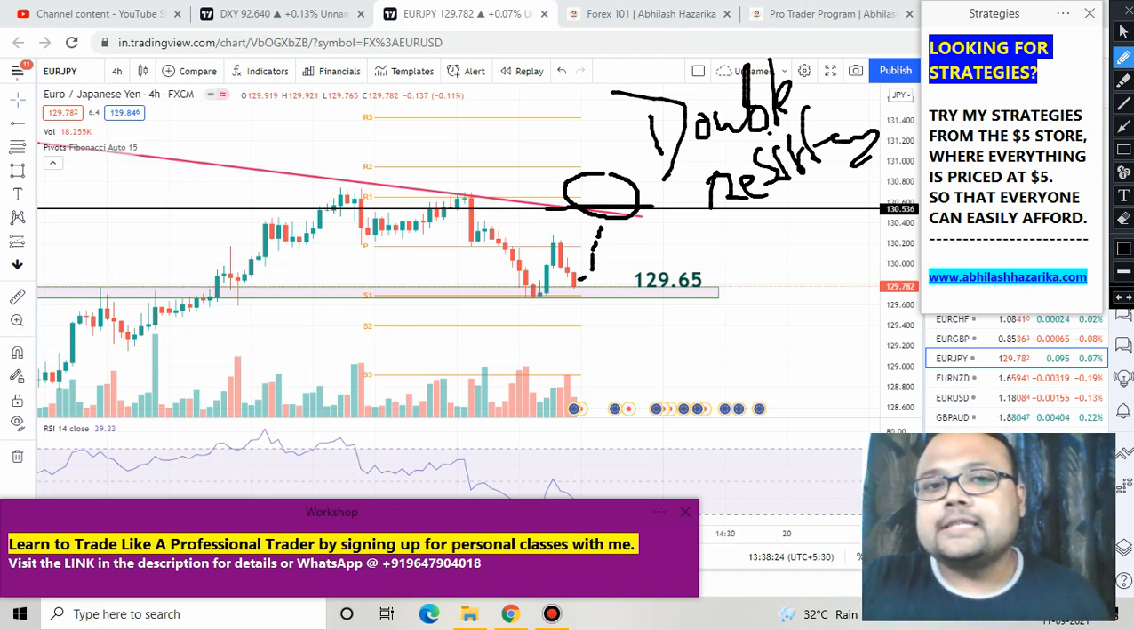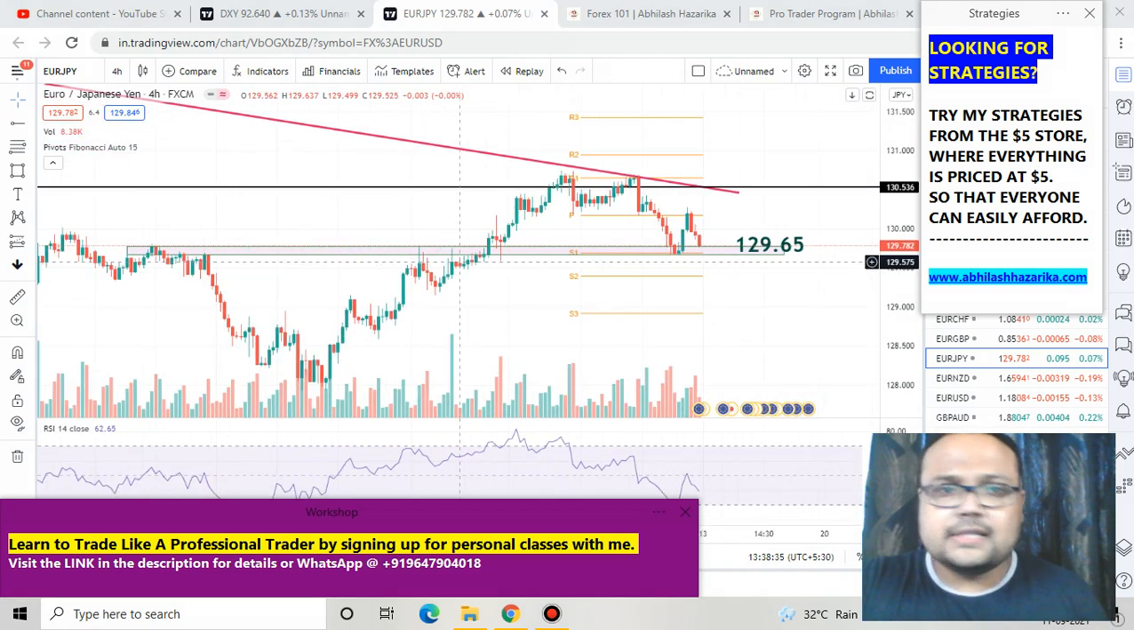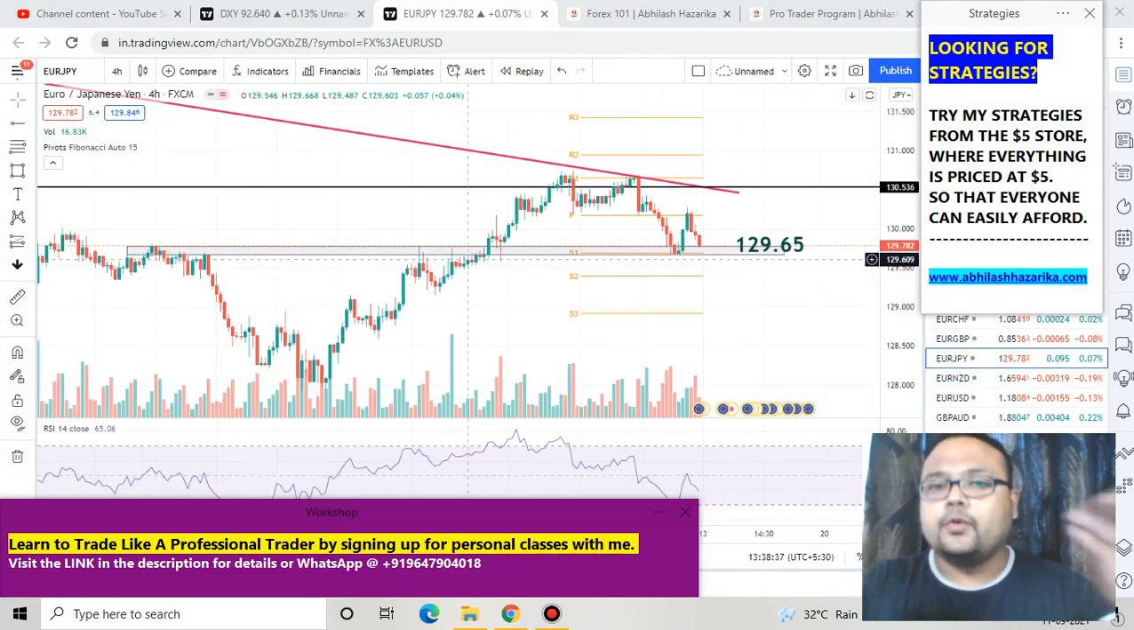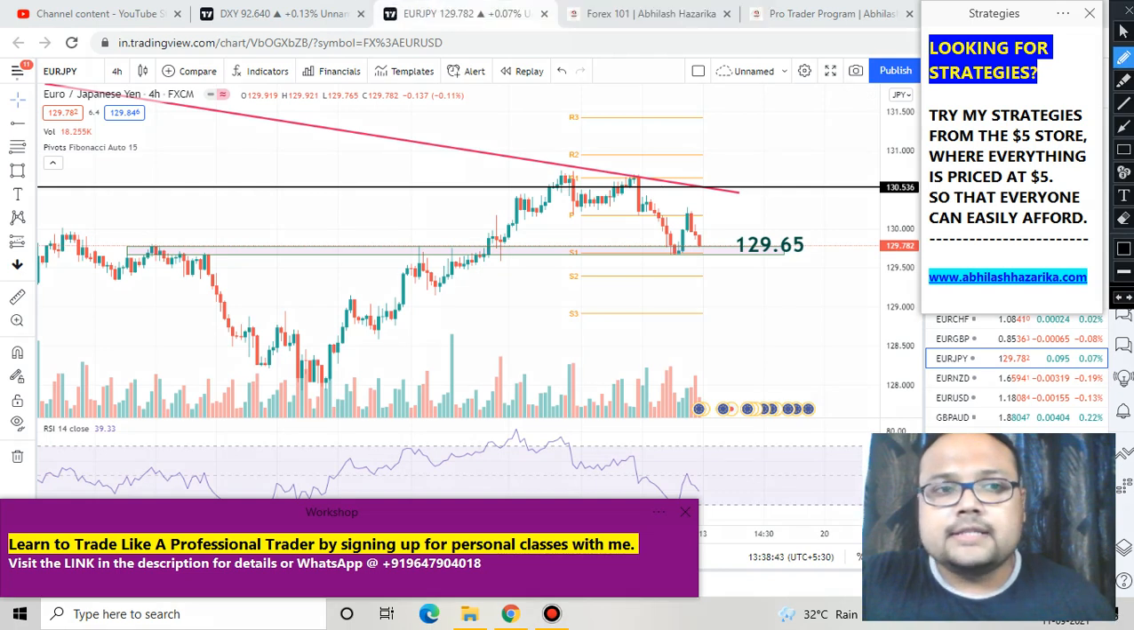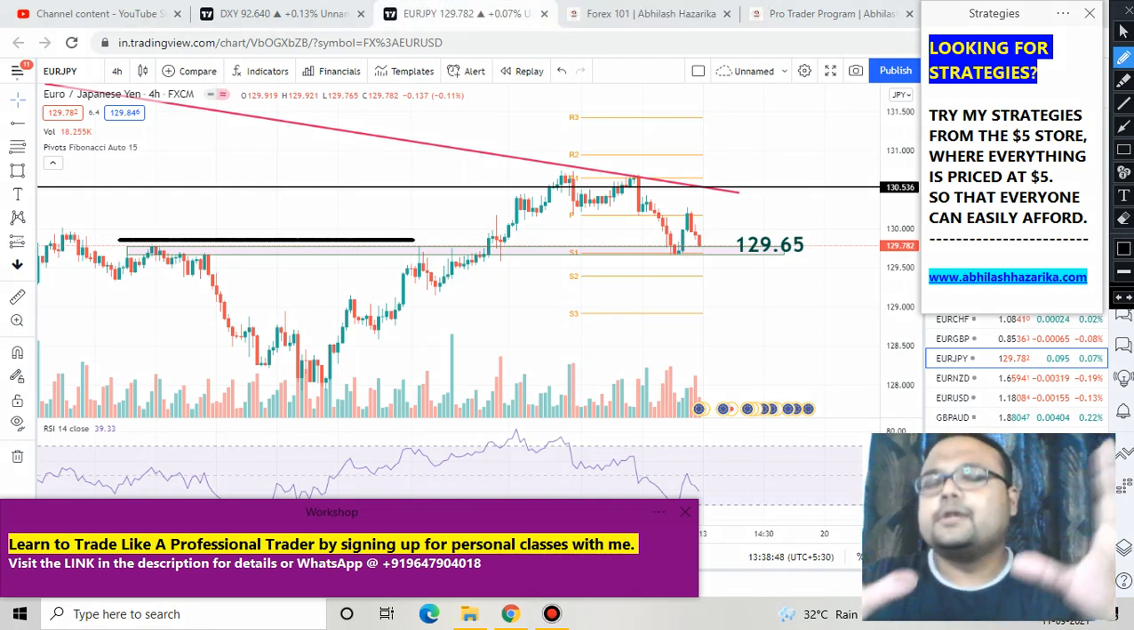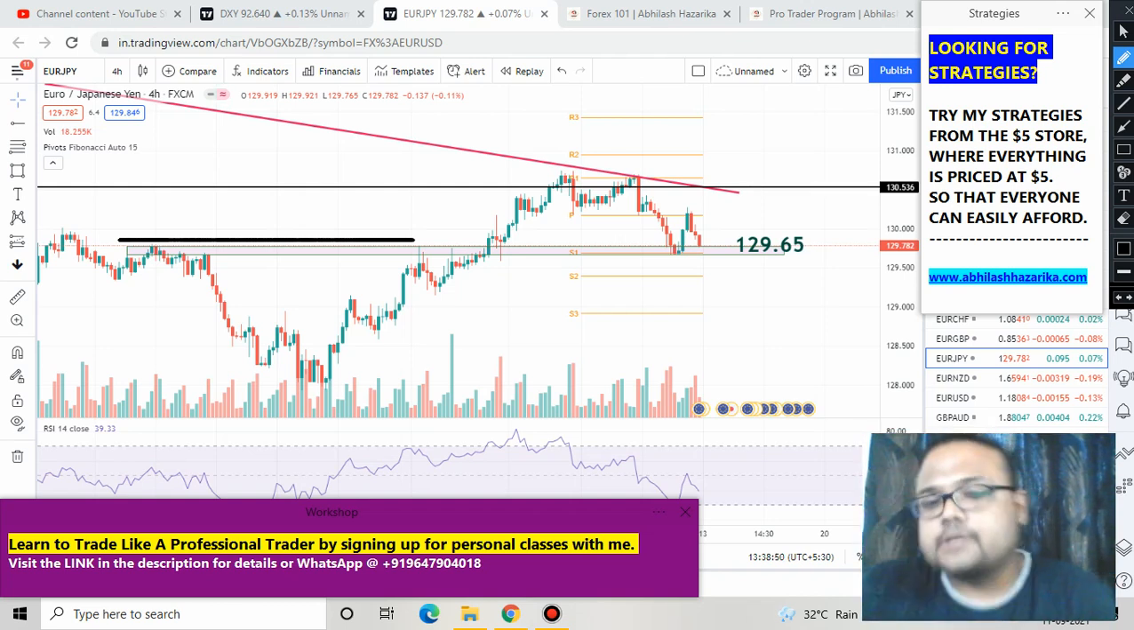But right now you can see that the market is just standing here at 129.78, and I have also marked a level here, and this is the temporary support for the market right now. We do not have any proper logic behind it. We are just hoping that this level will act as the next support for the market, or temporary support.